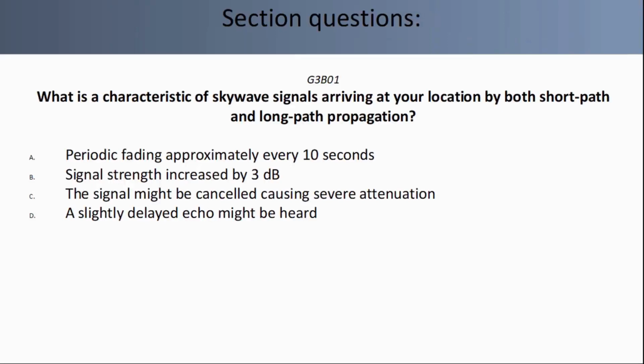What is a characteristic of skywave signals arriving at your location by both short path and long path propagation? Well, you might hear something unique. It has nothing to do with fading at a regular 10-second interval or an increase by 3 dB. Signals might be canceled? Nah. The actual phenomenon you might hear is a slightly delayed echo, because the signal coming via the long path arrives just a little bit later.